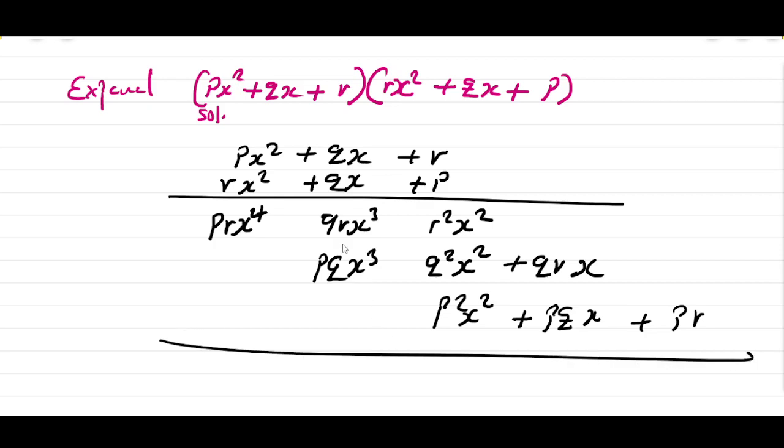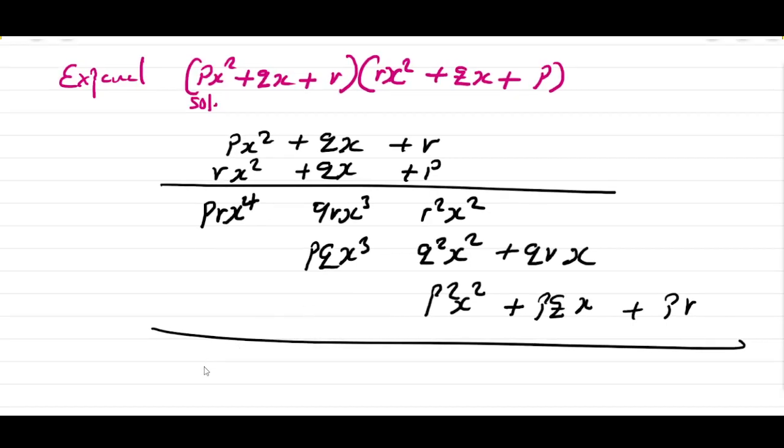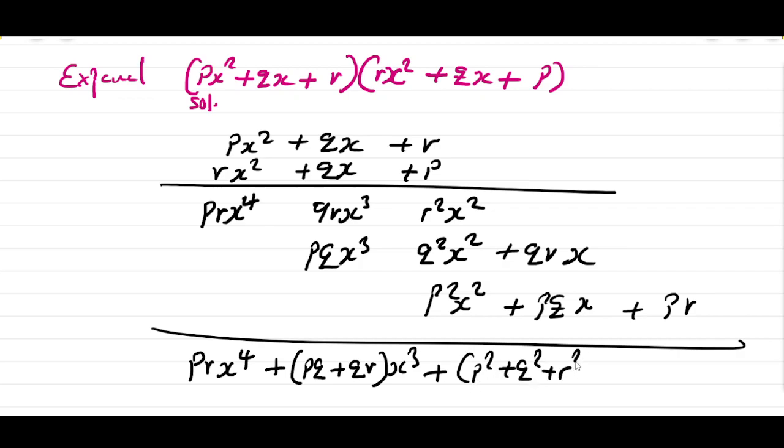So we'll tabulate everything. We are going to arrive at, first, pr x to the fourth power. Then these guys are x to the third power, so it's qr plus pq. So we have pq plus qr, then x to the third power. Then we have p squared plus q squared plus r squared, then x to the second power.